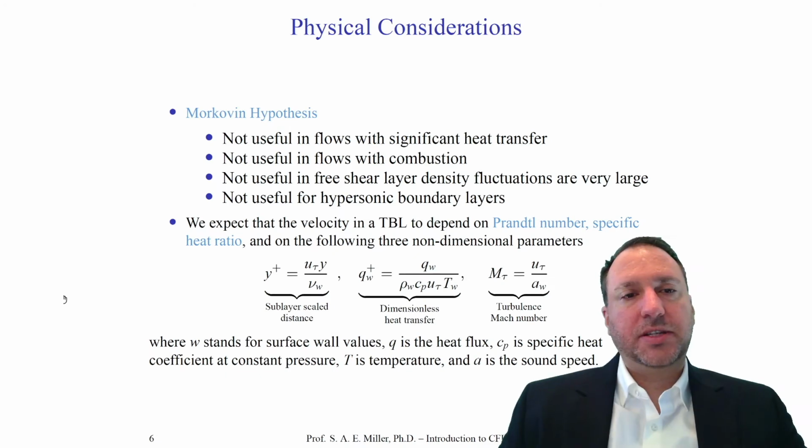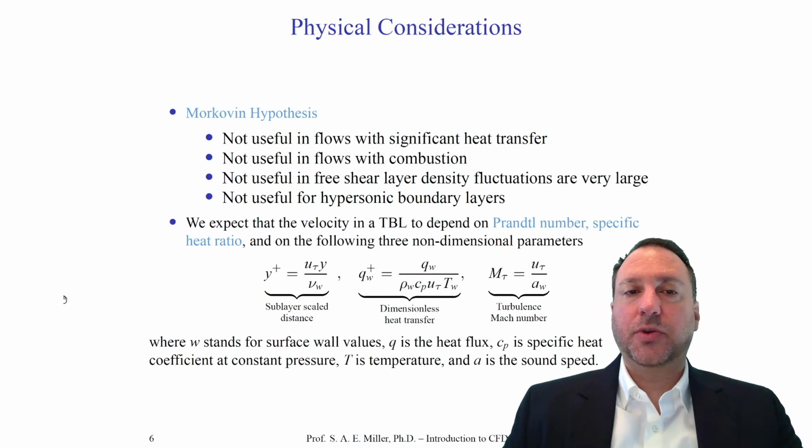Some notes about the limitations of the Morkovin hypothesis. It would not be useful in flows with significant heat transfer, those with combustion, or in free shears where the density fluctuations are extremely large, and it is certainly not applicable in the so-called hypersonic boundary layers. That being said, and those are just a few examples, it does not mean we do not apply the Morkovin hypothesis to general models anyway and run them going forward. They still produce rather good predictive results, with small errors relative to other assumptions.